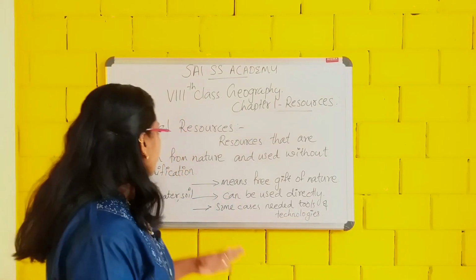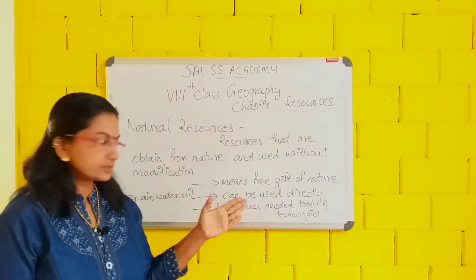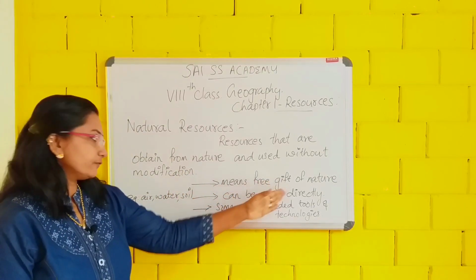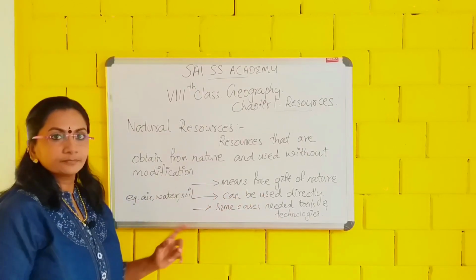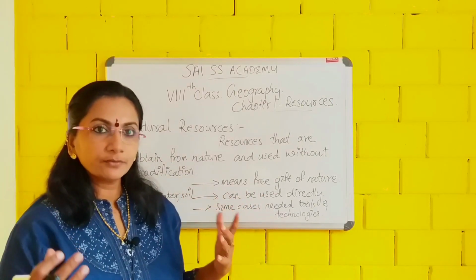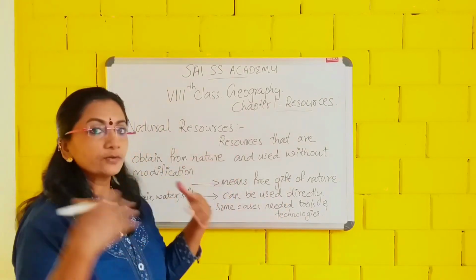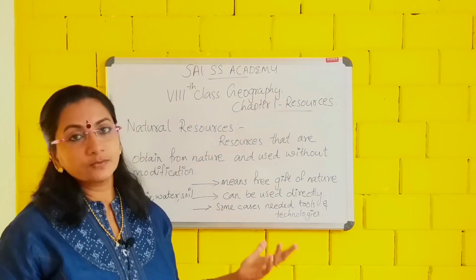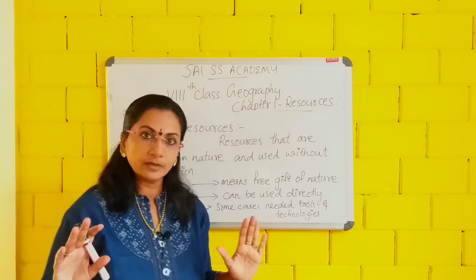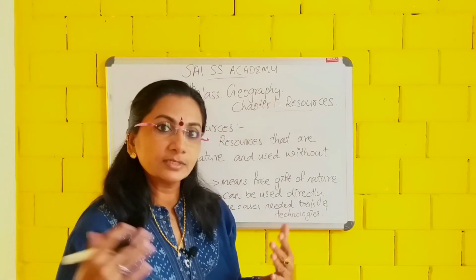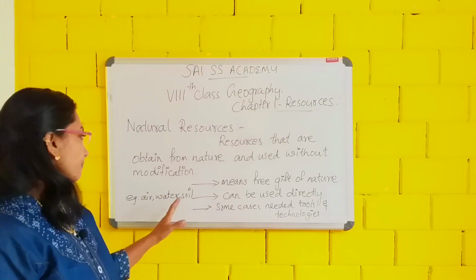Okay. So, resources that we get directly from nature are known as natural resources. That means it is a free gift of nature. It can be used directly. Example, air. The air is there. Are we buying it for breathing? No. We are using it, and we don't know how much quantity, but we are using it directly. We are not filtering it. Even if the air is polluted, we are breathing it. So air comes under it.